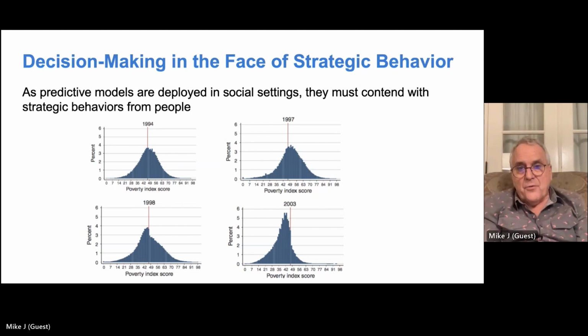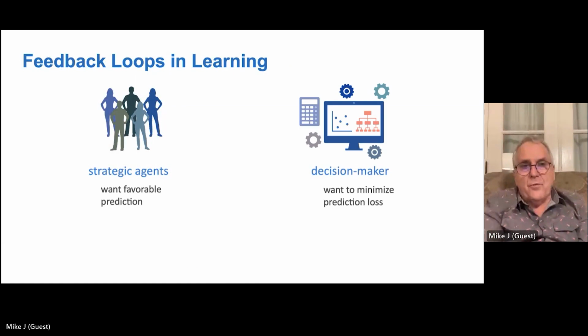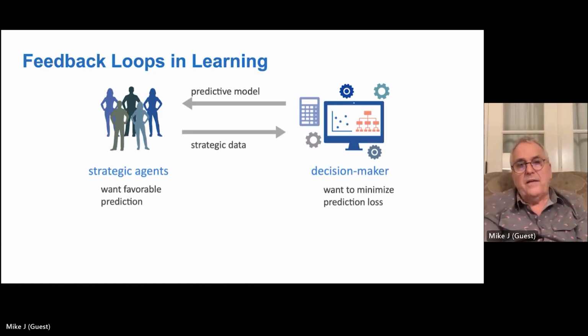And by 2003, on the lower right, you see that the entire curve is shifted, where most people are just below the poverty line. And of course, they did this because they got more benefits from the government. So people are now lying when they supply data because they get more benefits. And you can imagine this is just going to happen all the time. So in general, we're going to have feedback loops in learning when we gather data from self-interested agents.